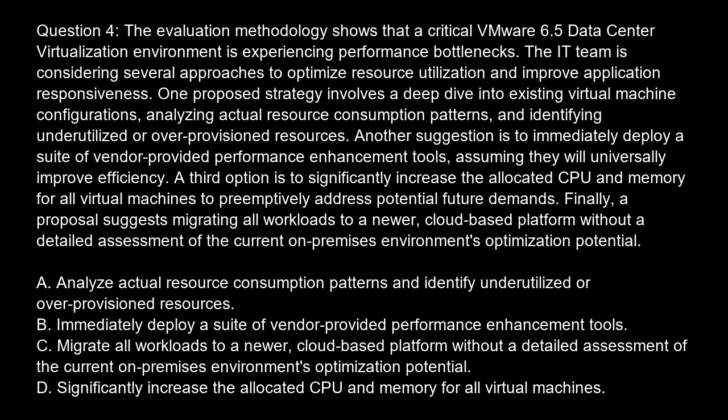Option A. Analyze actual resource consumption patterns and identify underutilized or over-provisioned resources. Option B. Immediately deploy a suite of vendor-provided performance enhancement tools. Option C. Migrate all workloads to a newer cloud-based platform without a detailed assessment of the current on-premises environment's optimization potential. Option D. Significantly increase the allocated CPU and memory for all virtual machines.